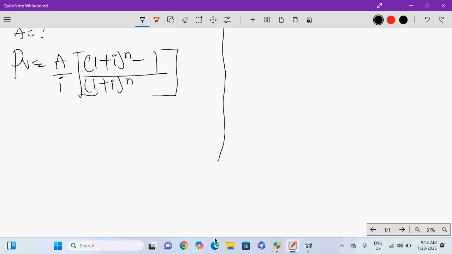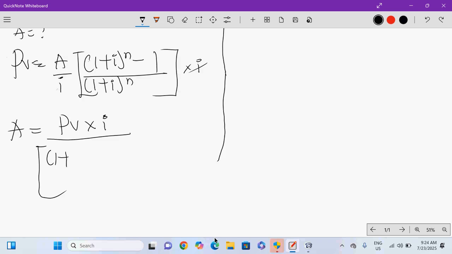It's not difficult. So what is our A? Yes, you are making A the subject. What do you do? You cross multiply. You multiply through by i. I will multiply PV, I will multiply this one too. So this i will cancel this i, and you'll be left with PV times i. So basically our A is equal to PV times i all over, then you divide through, so this is (1 + i)^n - 1 all over (1 + i)^n.